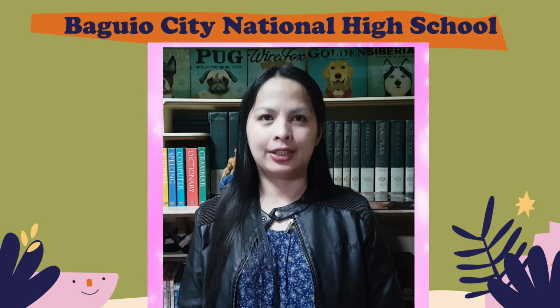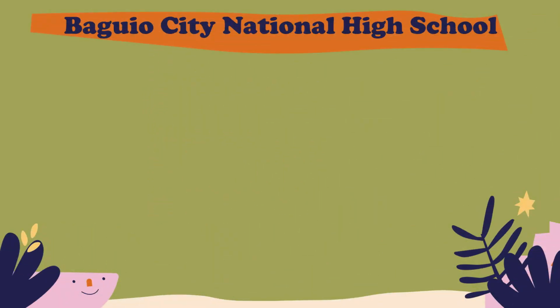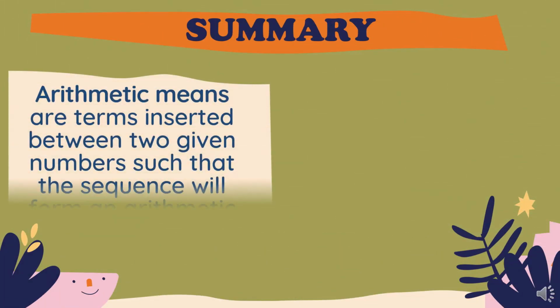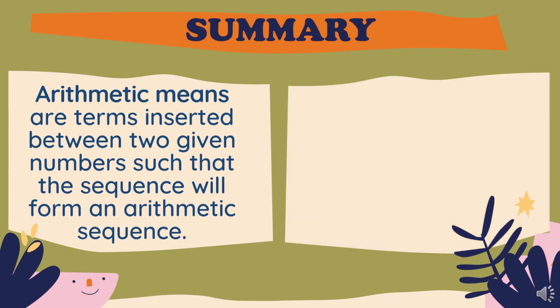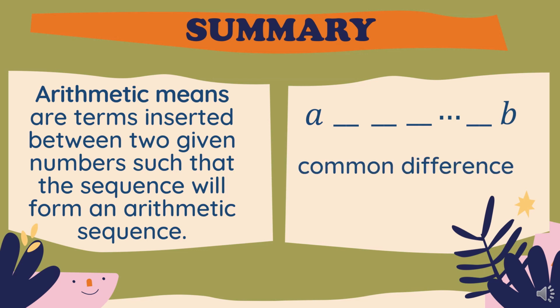Let's summarize the lesson. Arithmetic means are terms inserted between two given numbers such that the sequence will form an arithmetic sequence. To find the arithmetic means between two terms A and B of an arithmetic sequence, we need to solve first for the common difference d.